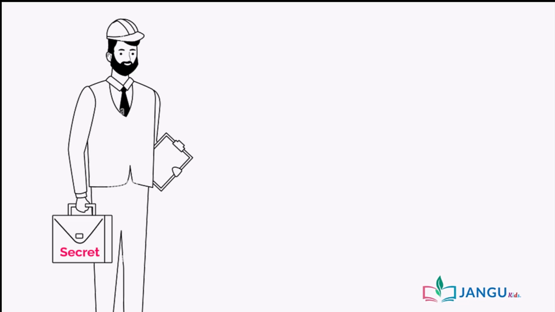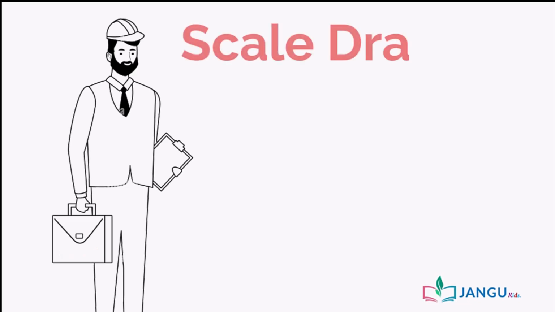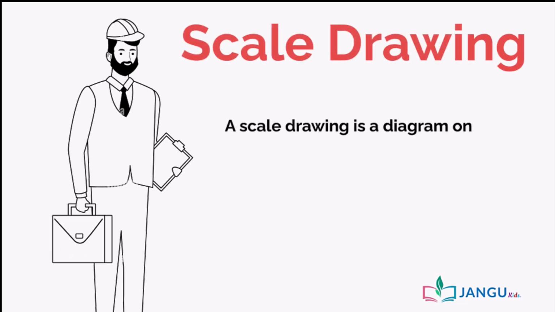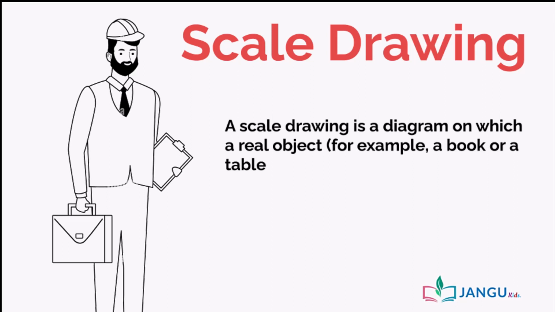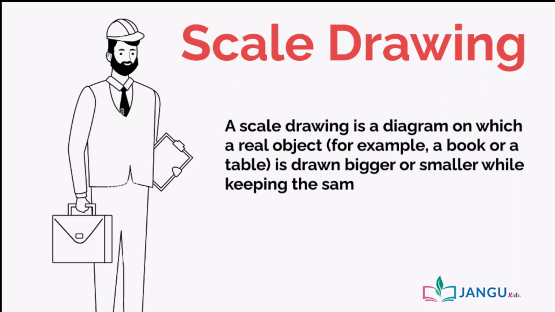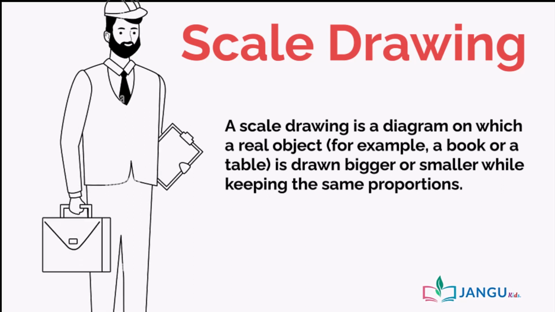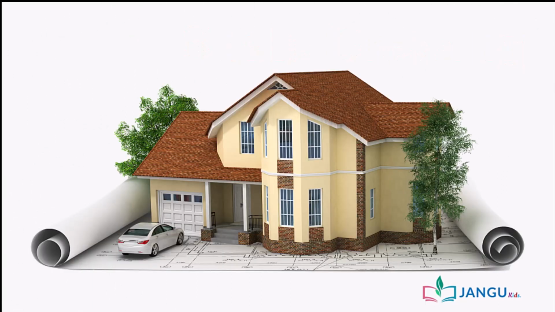An architect's secret to changing small building plans to big buildings and skyscrapers is scale drawing. A scale drawing is a diagram on which a real object, for example, a book or a table, is drawn bigger or smaller while keeping the same proportions. So to draw big real-life objects into your small notebooks, or turn the small drawing in your notebook into a big real-life object, you need to use a scale drawing.